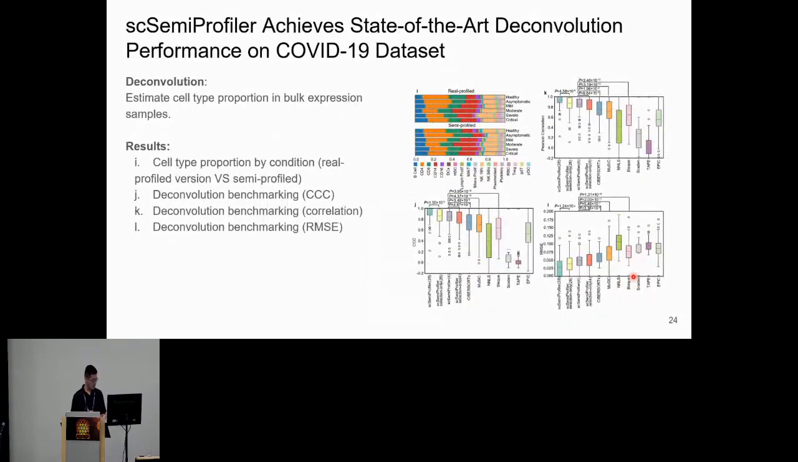Then we also show that our method works well as a deconvolution method, which is estimating the cell type proportion in bulk samples. In the first panel, we accurately estimate the cell type proportion in each disease condition. And in the other panels, we compare with existing deconvolution methods. The first four are our methods with different settings. They show much better results than existing methods in terms of Pearson correlation, CCC, and RMSE.